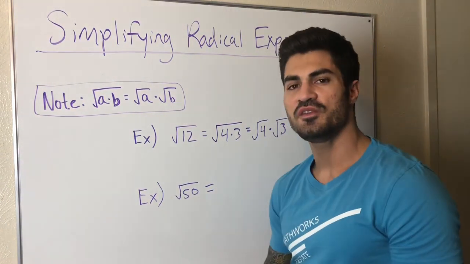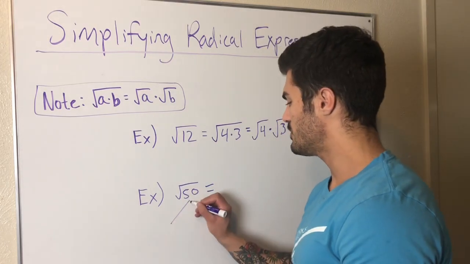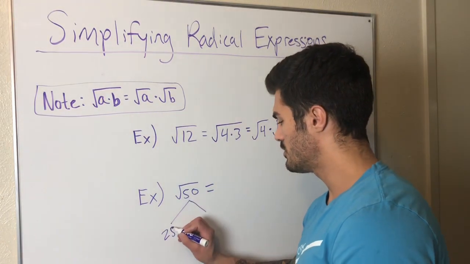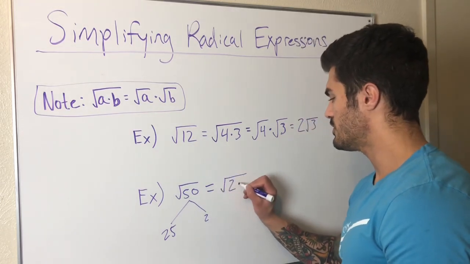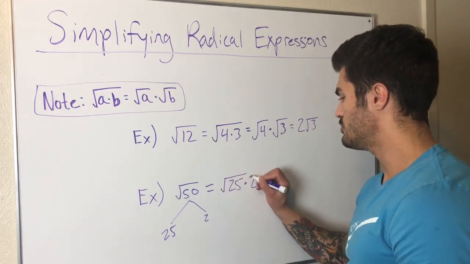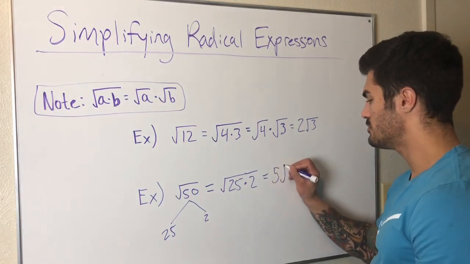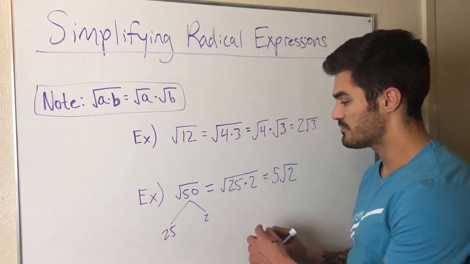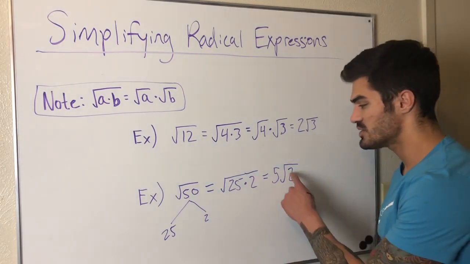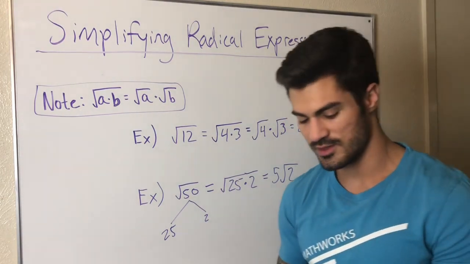What can we split 50 up into? Let's see, 25 times 2. And that gives us square root of 25 times 2, which equals what? 5 root 2, right? I brought the 25 out, and square root of 25 is 5, so basically the 5 comes out, right? So let's do a few more examples to get some practice.